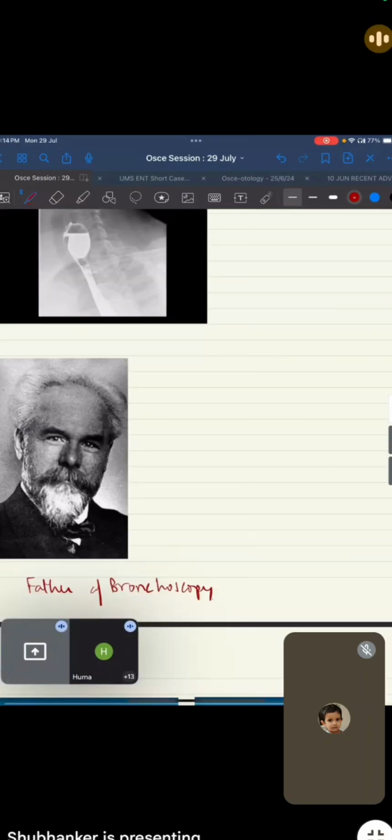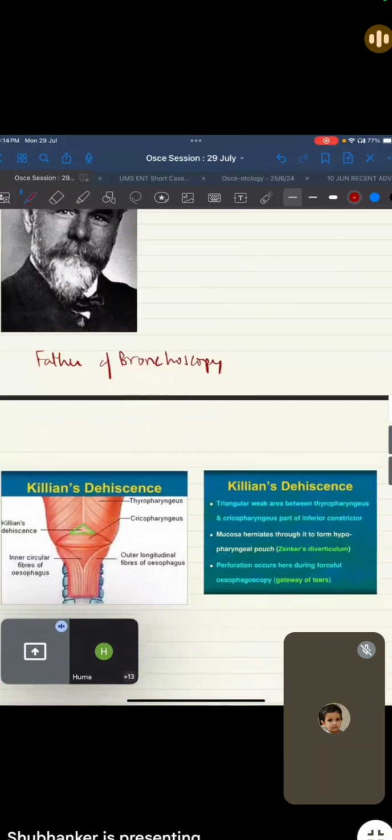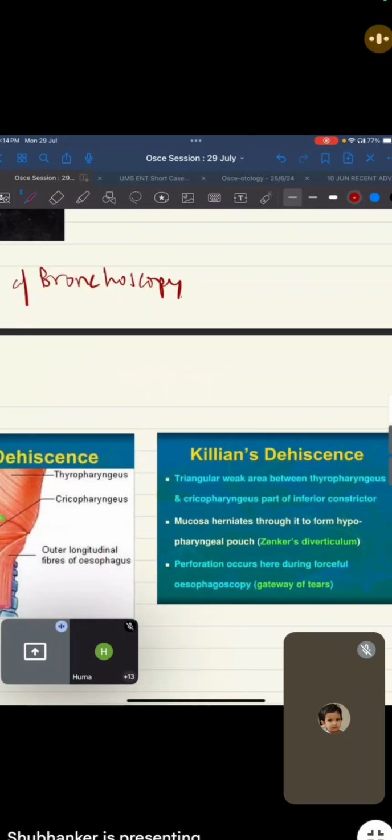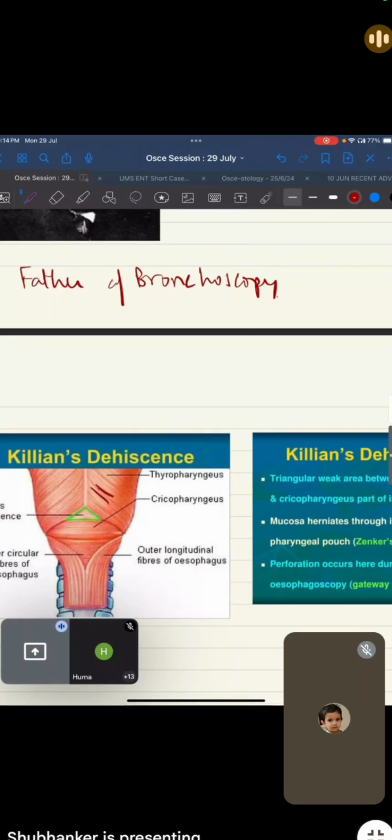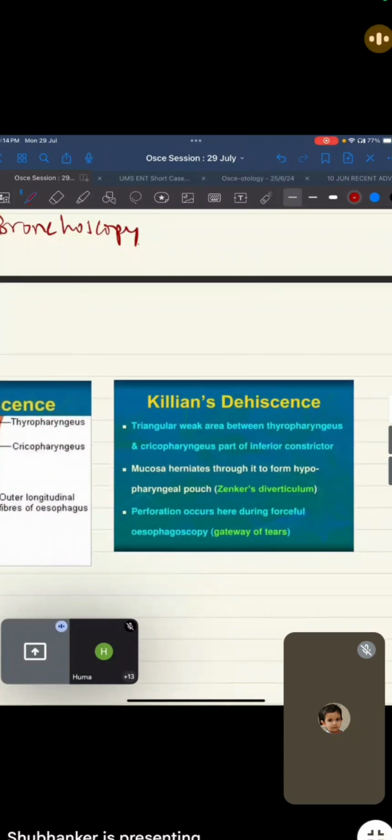Zenker's diverticulum. Okay, so what is Zenker's diverticulum? Let's see over here. Basically, there's an outpouching which is taking place between 2 weak areas. The upper one will be your thyropharyngeus, and this will be your cricopharyngeus. So this is the triangle which is the weak area. So from here that comes out. So the perforation occurs here during forceful esophagoscopy.